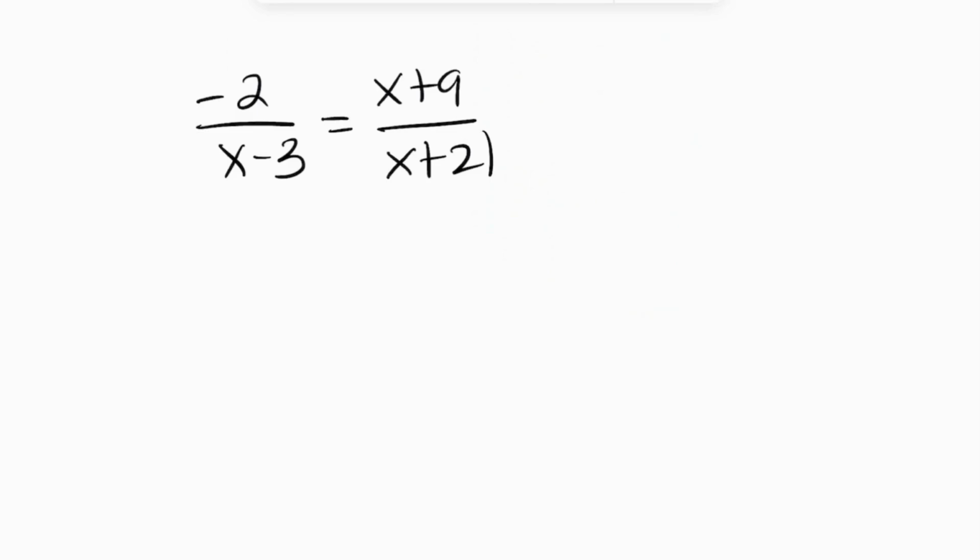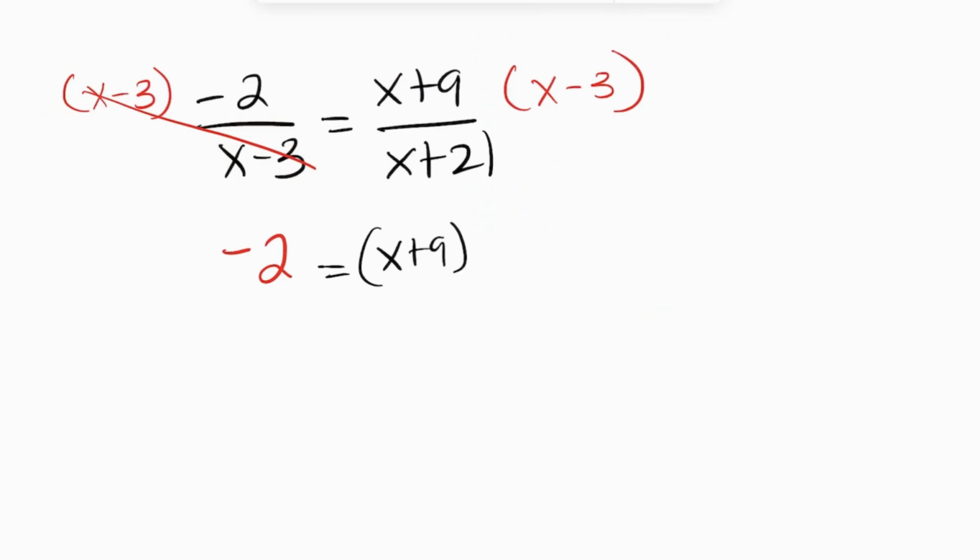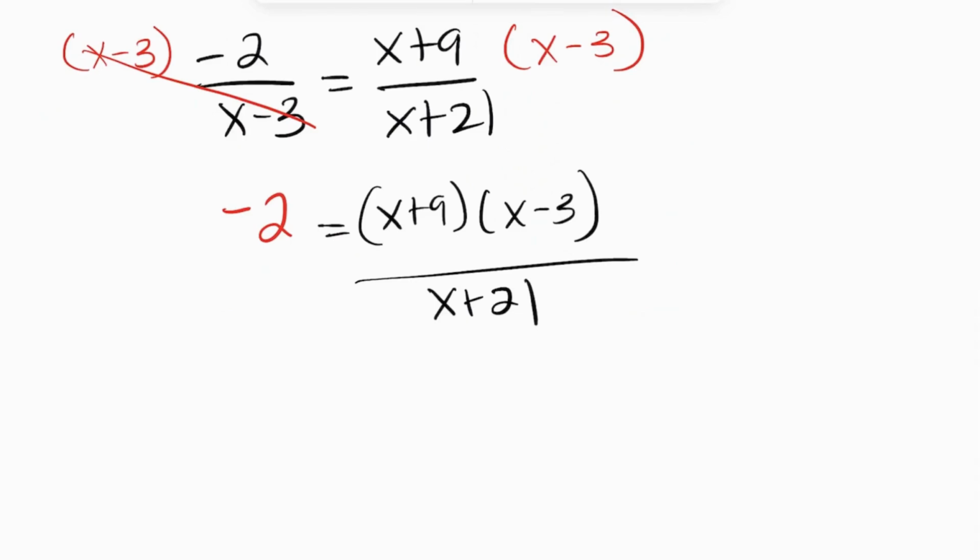I'm going to go ahead and multiply x minus 3 to both sides of the equal sign. When you have x minus 3 divided by x minus 3, it gives you 1. And then 1 times negative 2 is just going to give you negative 2. So we have negative 2 on this side is equal to x plus 9 times x minus 3 divided by x plus 21. So we're going to go ahead and multiply this out using the Punnett square.